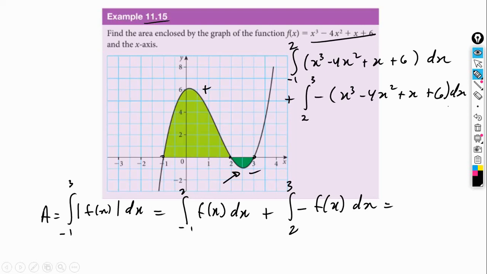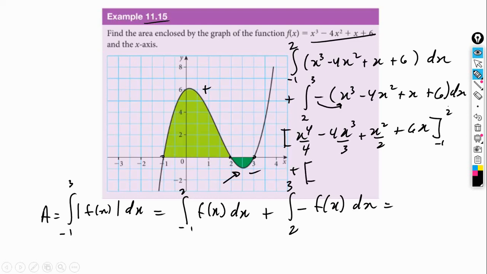So for the first part, what we're going to get is, if we integrate that, it's going to be x to the 4 over 4. And then we're going to get minus 4x cubed over 3 plus x squared over 2 plus 6x. And then this from -1 to 2. And that we will have to add 2. And notice that this is going to change all the signs to the opposite, right?